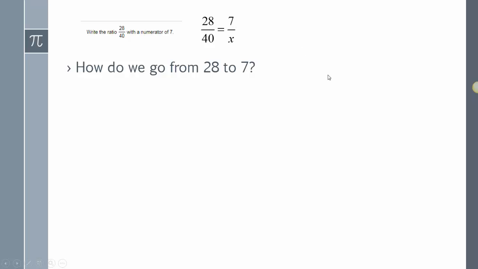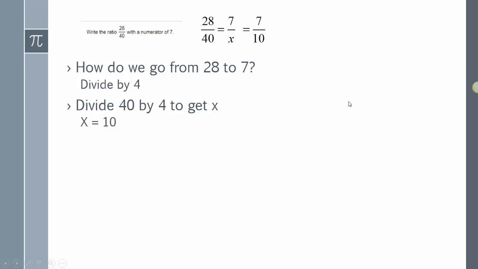Write the ratio 28 over 40 with a numerator of 7. So this is what they're asking me to do. Write an equivalent fraction with a numerator of 7 instead of 28. So let's take a look at this. How do we get from 28 to 7? We divide by 4. So in the denominator, if I divide by 4, I can get x, which is going to be 10. I could also cross multiply and solve for x. 28x equals 40 times 7, and then go ahead and solve for x. You'll get the same answer.